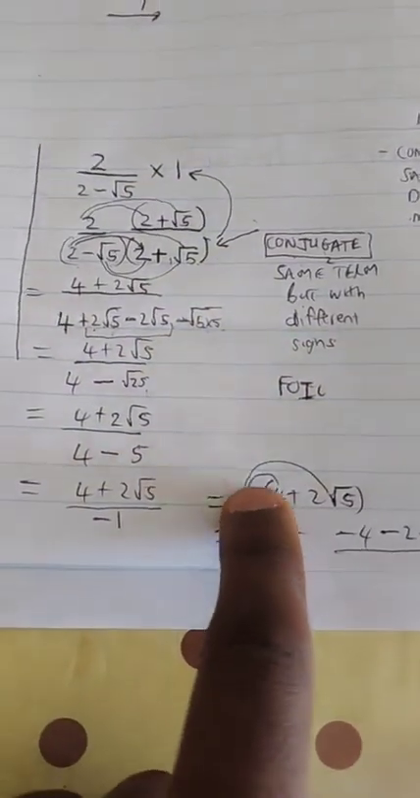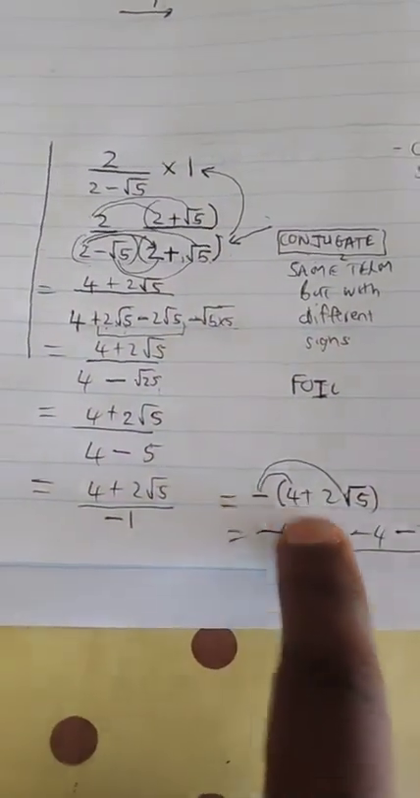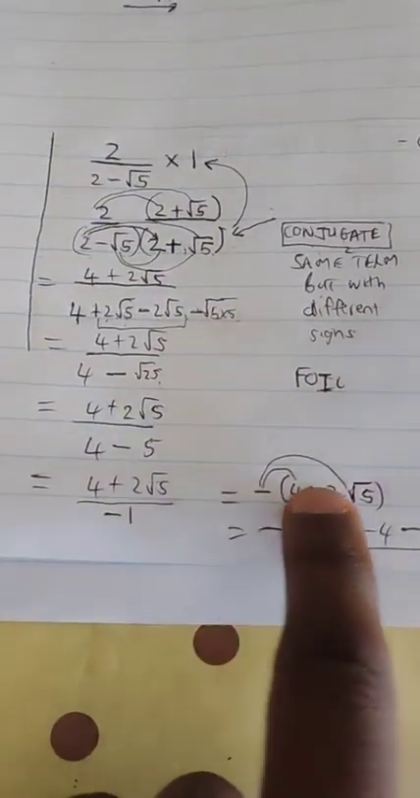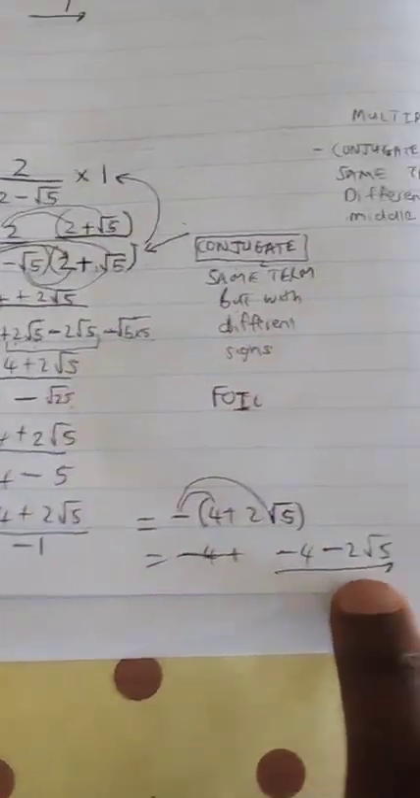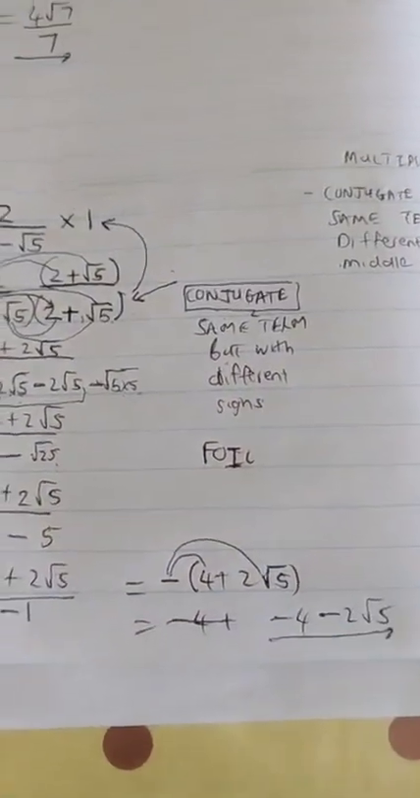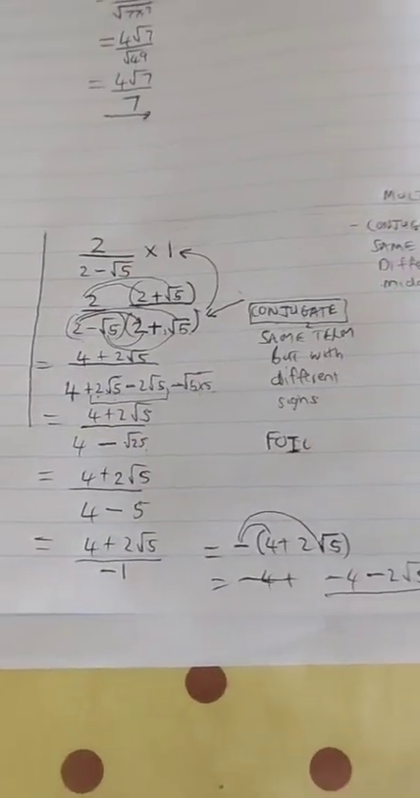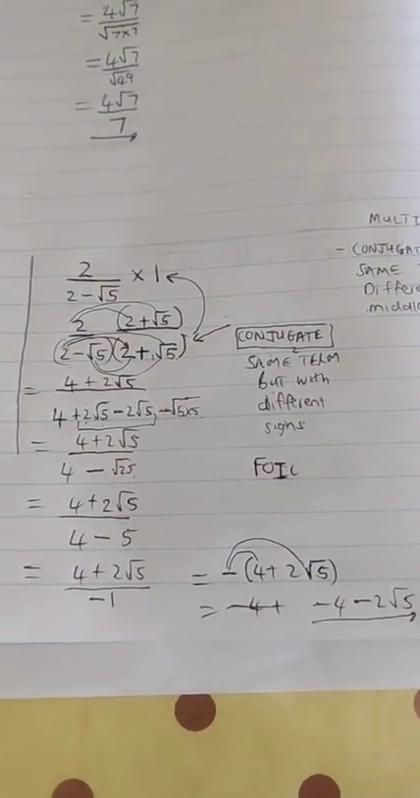But then that negative you must distribute into it: negative times 4 is negative 4. Negative times positive 2 root 5 gives you negative 2 root 5. So finally, that's how you get to that answer.